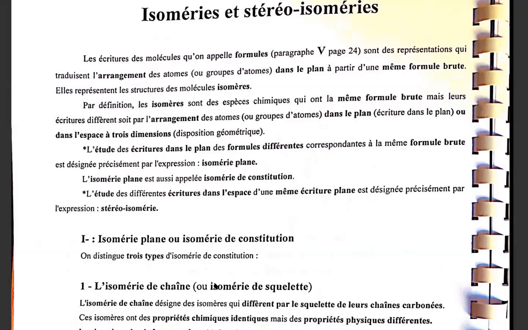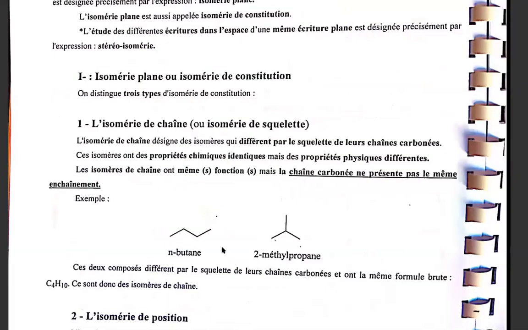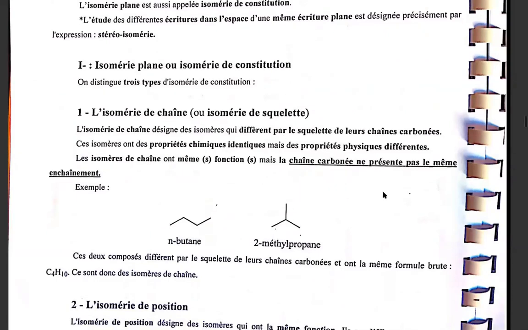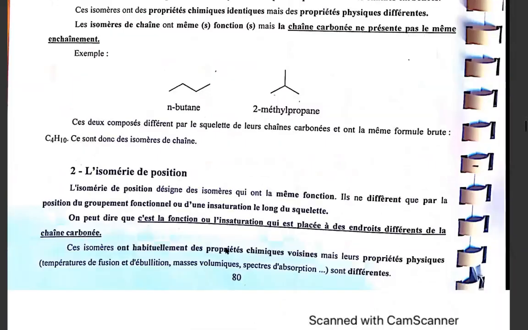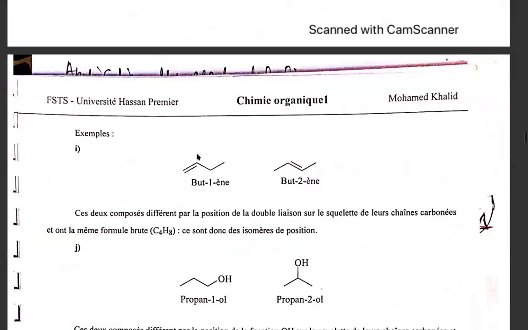Then constitution. Constitution is what you guys have learned from grade 10 to grade 12, where you have la chaîne qui est différente, ou bien le squelette qui est différent, like this one here. So n-butène, c'est la même chose avec 2-méthylpropène. Même formule brute, mais la chaîne principale différente. Then you have isomère de position. So you have those ones like this one here: but-1-ène and but-2-ène.